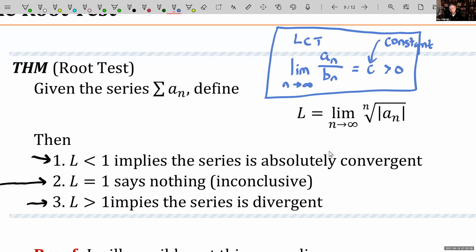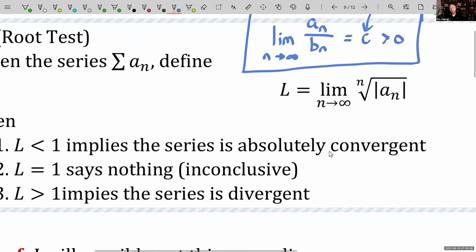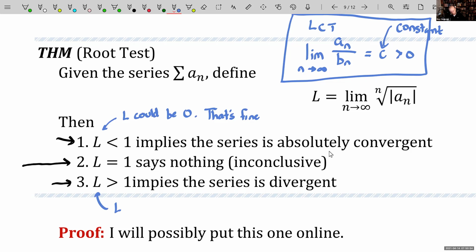But for the ratio and root tests, even though you're taking the limit of an absolute value, the limit could become 0. That's totally fine. We're okay with that. So with the ratio and root test, it's okay for L to be 0. L could be 0. That's fine. Also, totally okay that L could be infinite. That's fine.